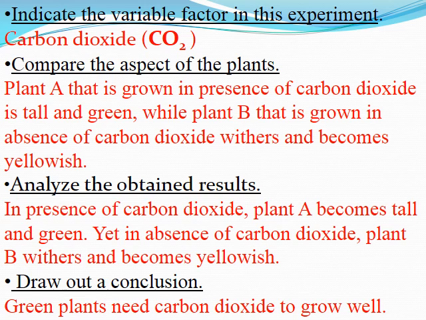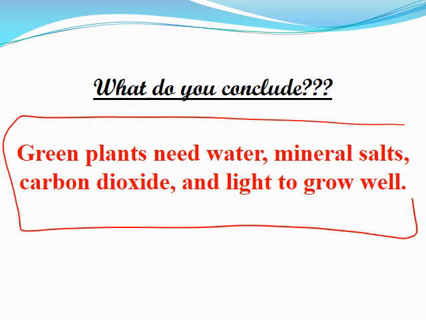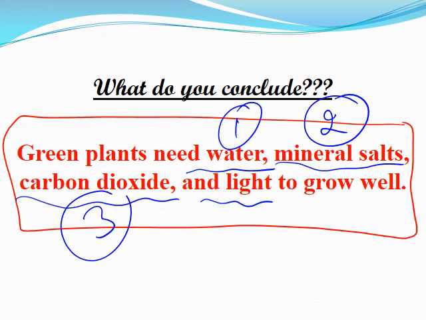Analyze the obtained results. In the presence of carbon dioxide, plant A becomes tall and green, yet in the absence of carbon dioxide, plant B withers and becomes yellowish. Draw out a conclusion. Green plants need carbon dioxide to grow well. What we can conclude here is that green plants need water, mineral salts, carbon dioxide, and light to grow well. These are the four main components: water, mineral salts, carbon dioxide, and light.